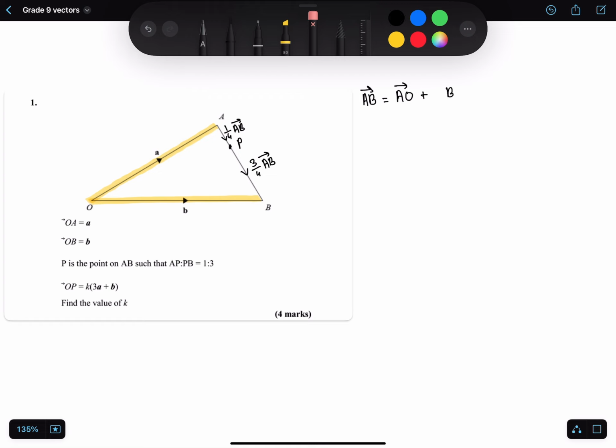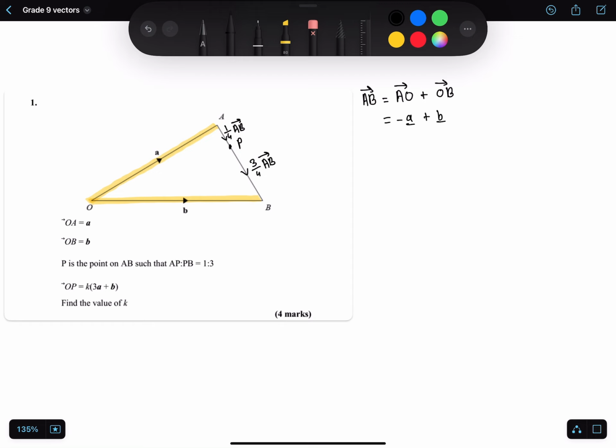A to O plus, sorry, I meant O to B. And we can then simplify this because we know that A to O is minus A, and we know that O to B is positive B. We can denote it as minus A plus B.